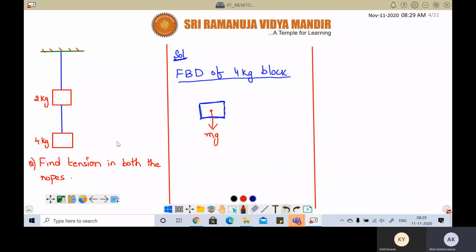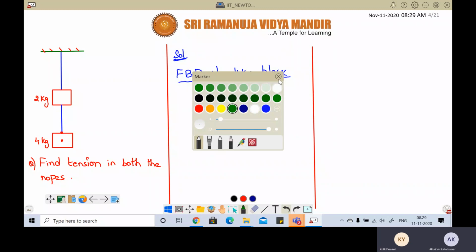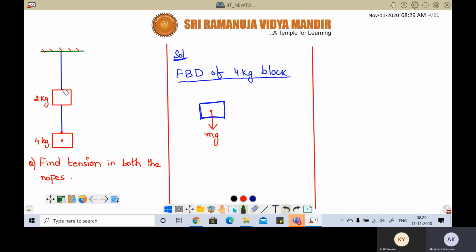Next force. Now this block is connected to what? A string. So it has tensional force. Which direction? This is one string, this is another string. At this point, this string will pull or push? It will pull upward. Correct. And for the 2 kg block? Downwards. Correct. So therefore, it is upwards.